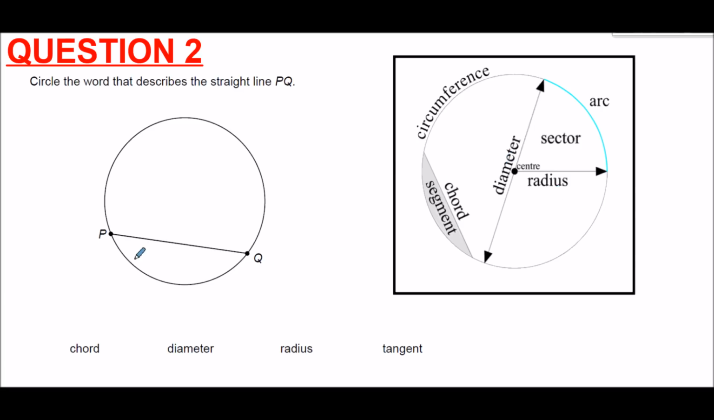Now what we're interested in here is this P to Q line, and that's called a chord. A chord just joins any 2 points on the circumference with a straight line. A diameter is a special type of chord, you could say, because a diameter joins 2 points on the circumference too, but a chord is usually any other line apart from the diameter. So this one here is called a chord. So that's the one we need to circle for question 2.